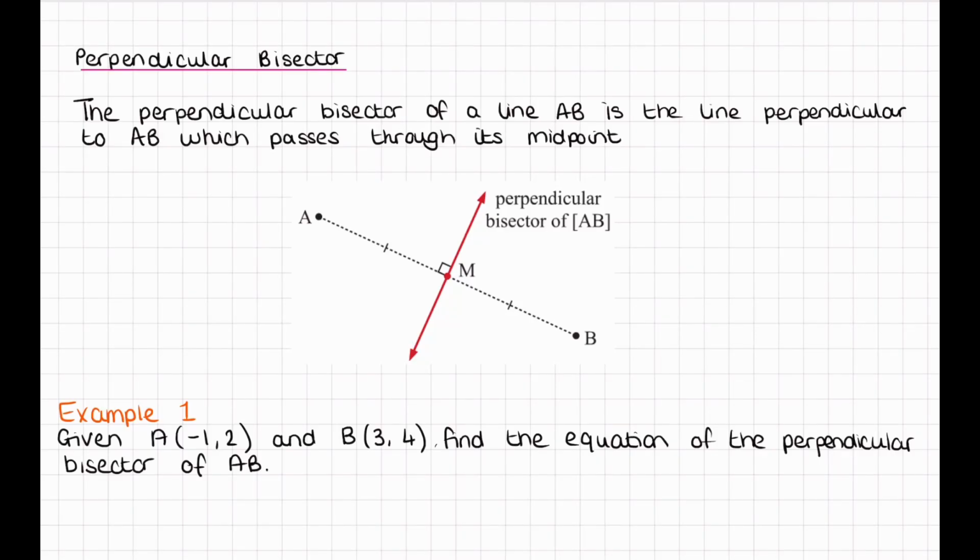This video is on perpendicular bisectors. Just really quick, one example to do. The perpendicular bisector of a line AB is a line perpendicular to AB which passes through its midpoint. So it's a bit like a normal, it's a perpendicular line.